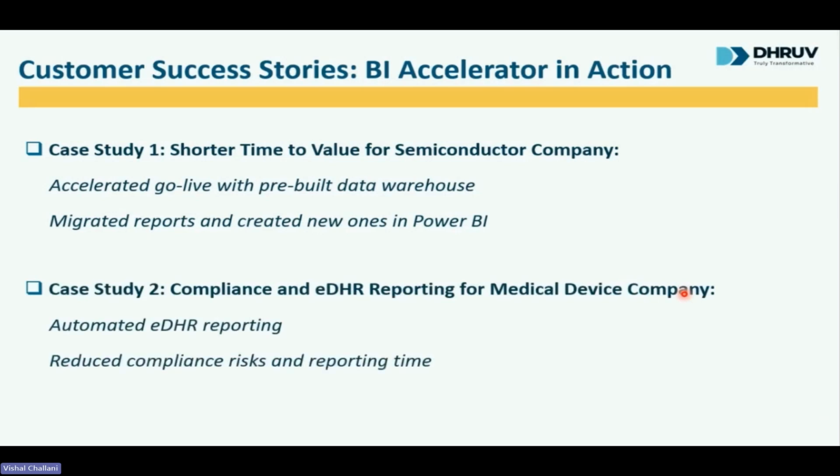Second, a leading medical device manufacturer struggled with compliance reporting, particularly with EDHR, electronic device history records. Their manual reporting process was time-consuming, error-prone, and posed regulatory risks. By implementing Dhruv's BI Accelerator for Opcenter, featuring pre-built fact and dimension tables tailored for compliance, the company automated its reporting process. This significantly reduced reporting time, improved audit readiness, and ensured seamless regulatory compliance. The result? Faster, accurate EDHR reports and increased confidence during inspections.